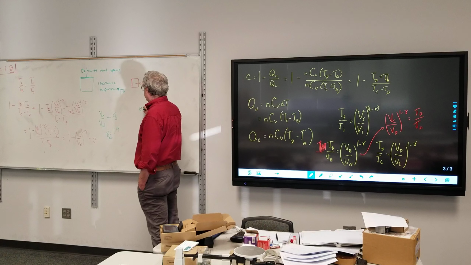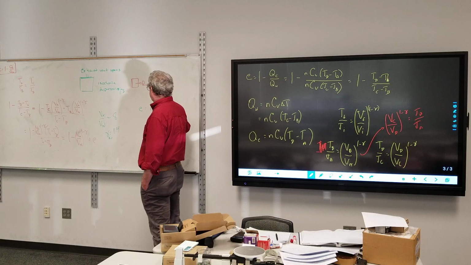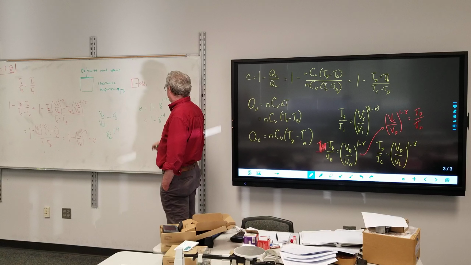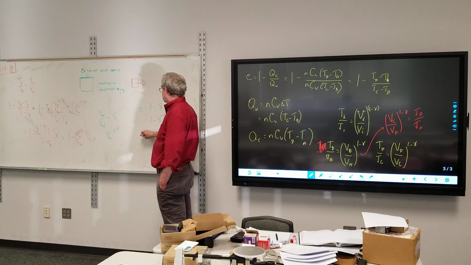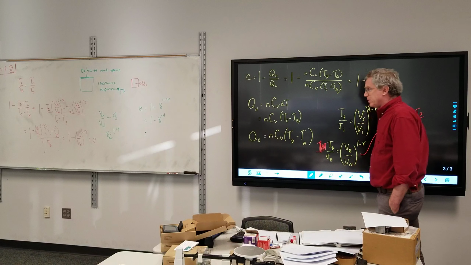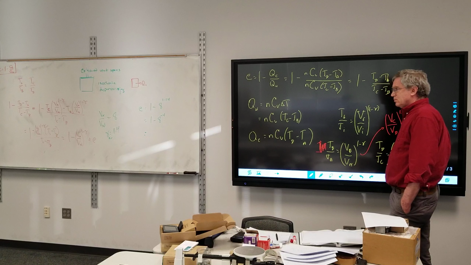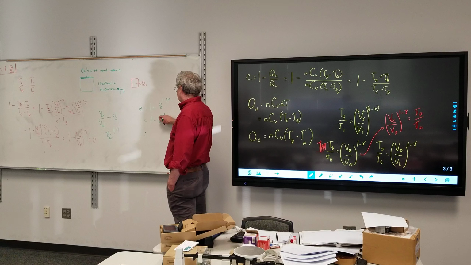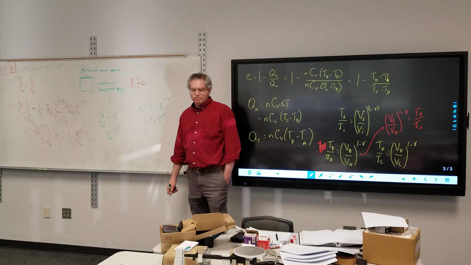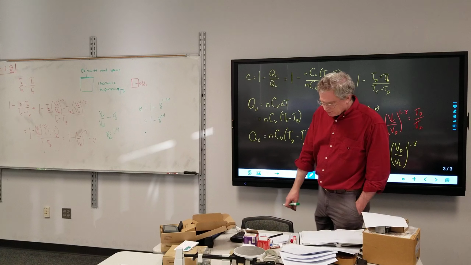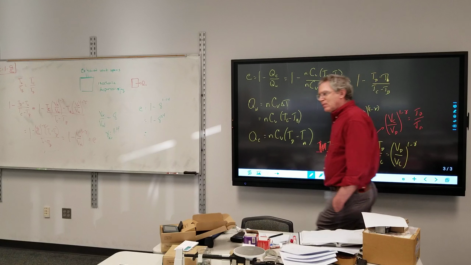So therefore, the efficiency of this particular engine would be 1 minus 8 to the 1 minus 1.4, which is 1 minus 8 to the negative 0.4, which is 50-something%.